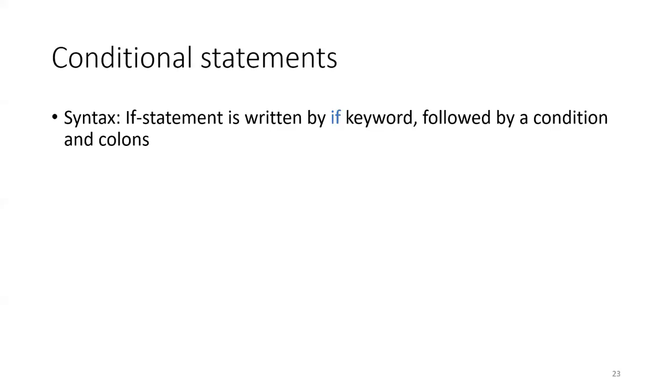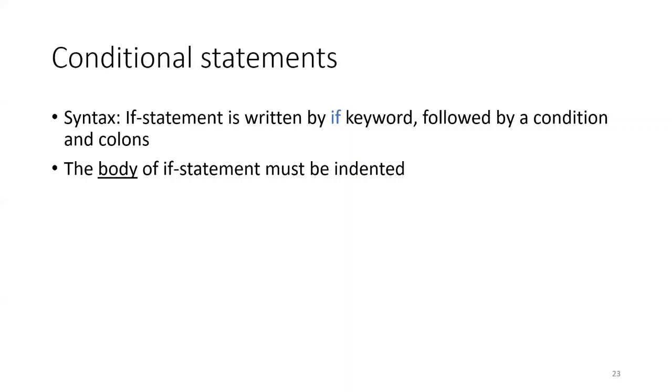So let's see the syntax of the if statement. In the syntax of the if statement, we need to first write the if keyword. Then we need to add the condition or expression that shows the condition. And then we need to put a colon. Then comes the body of the if statement, meaning the code that will be executed if the condition of if is true. And what is very important here is that the body of if, and also the body of other conditionals and loops, always needs to be indented.